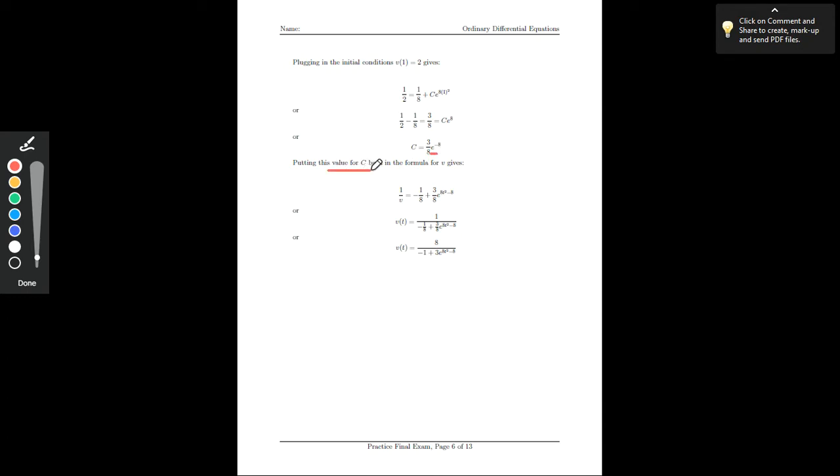We put this value for c back into the formula for v, and we get 1 over v is 1 over 8 plus 3 over 8 e to the 8t squared minus 8. That means v of t is 1 over 1 over 8 plus 3 over 8 e to the 8t squared minus 8. Therefore, v of t is 8 over 1 plus 3 e to the 8t squared minus 8.